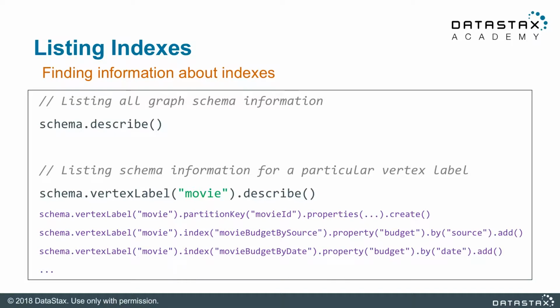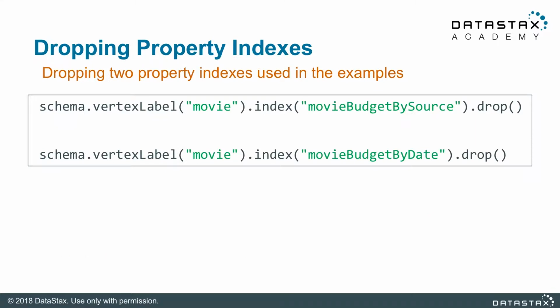We can see the partition key and the properties, which we've seen before, and then at the end we can see the two property indexes that we've created. We can also drop these indexes as well. Let's take a look at how you do that.